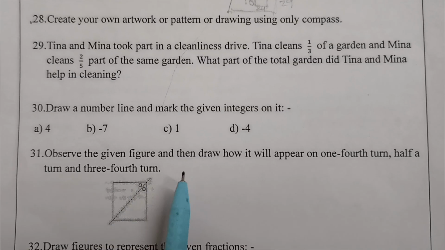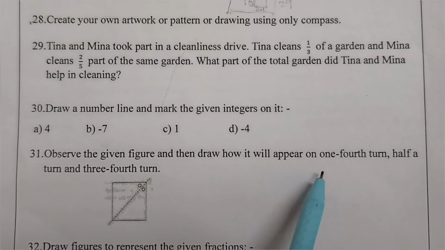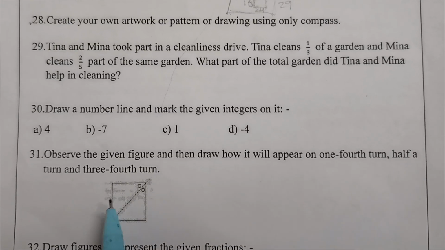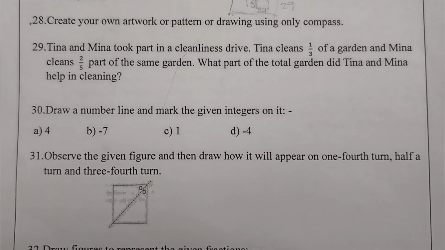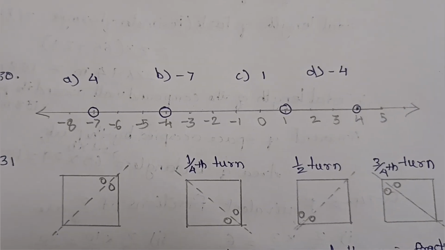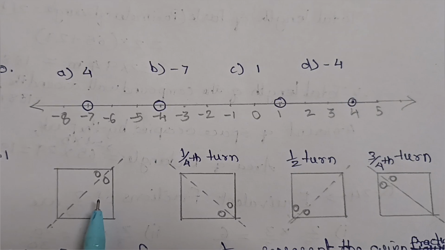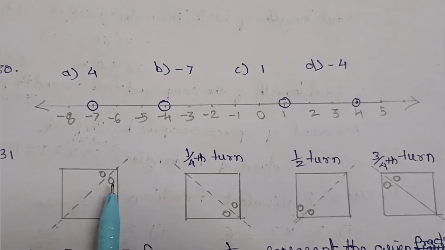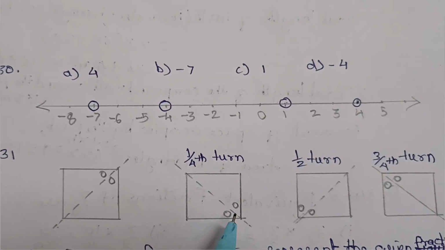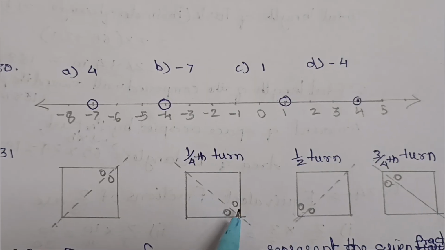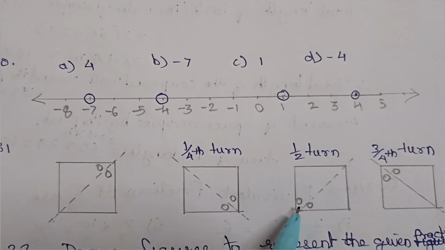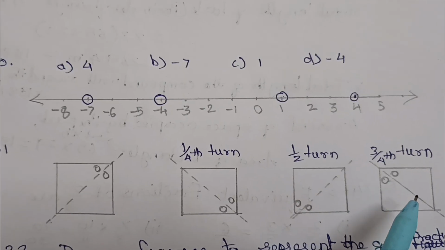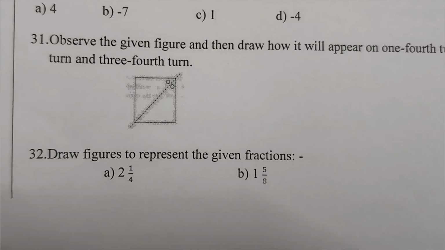Question number 31. Observe the given figure and then draw how it will appear on 1/4 turn, half turn and 3/4 turn. Here the figure is given. So this is the figure given in the question paper. So 1/4 turn, this will come to 90 degree. So the figure will be like this. Half turn, this will come this side. Then 3/4 turn, the figure will be like this.